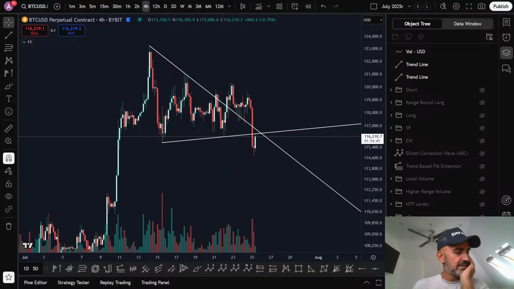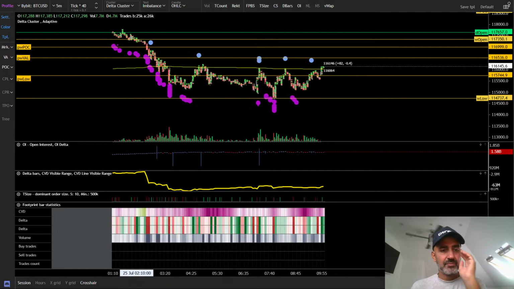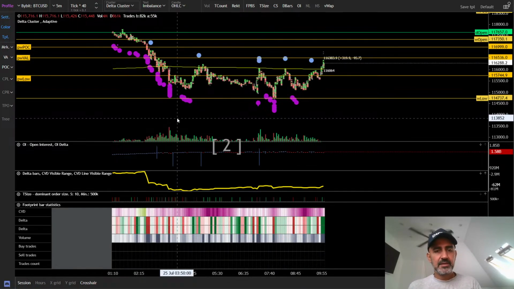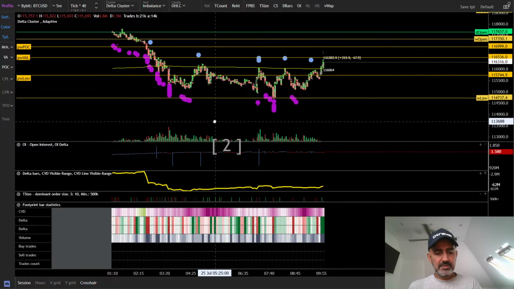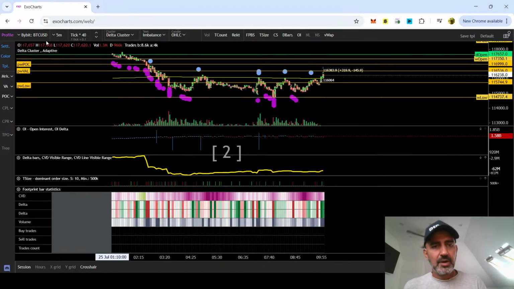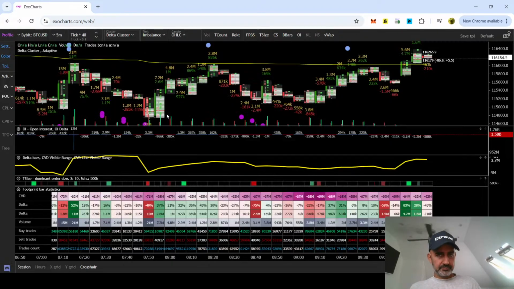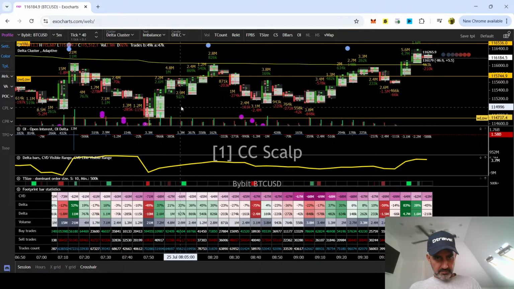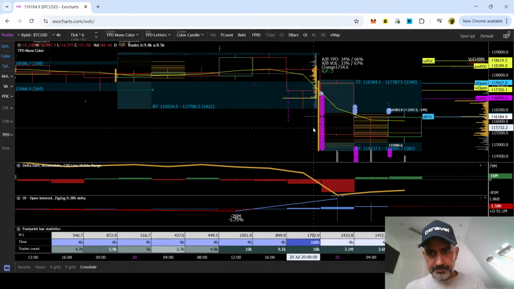Let me go back to the order flow. Let me see if I can get some data here. Or not, because my XO charts is bugged. Why is it bugged? Oh, it's so annoying. Okay.